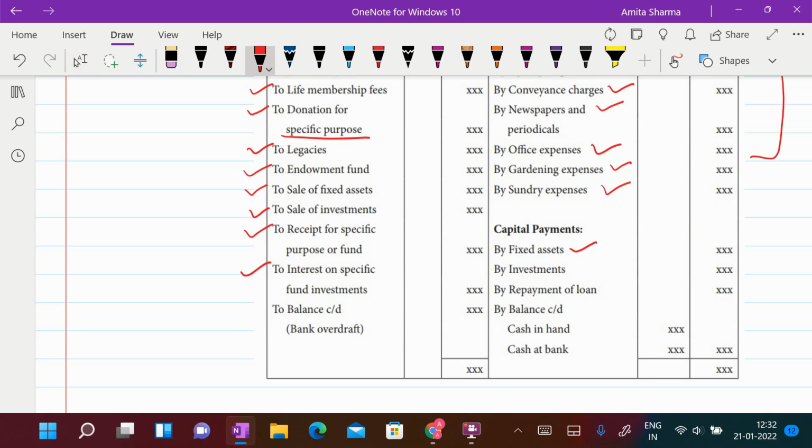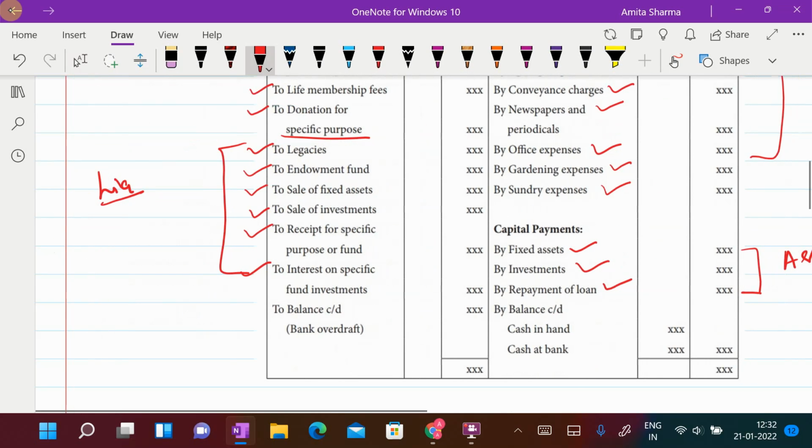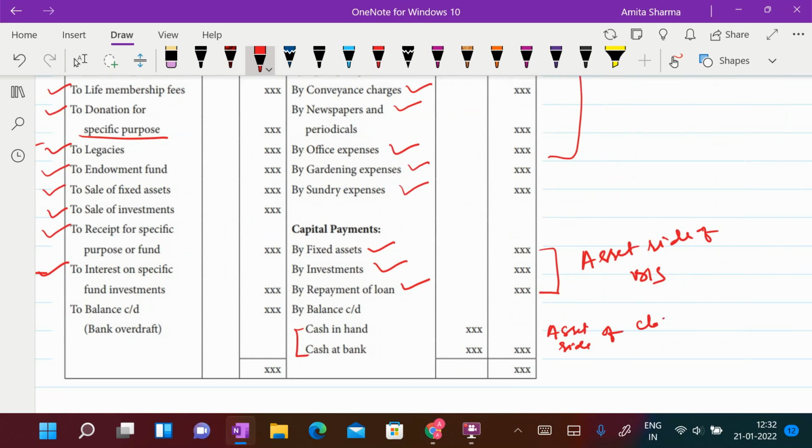So capital payments are like what we have paid for any fixed asset purchase, for any investment made, for any loan paid, etc. So these are capital payments. All capital payments and all capital receipts will be taken. Capital receipts will be taken on the liability side, and these capital payments in the form of fixed assets and investments will be shown on the asset side of the balance sheet when we are preparing the balance sheet of an NPO, and these balances, closing balances, will be taken on the asset side of the closing balance sheet.